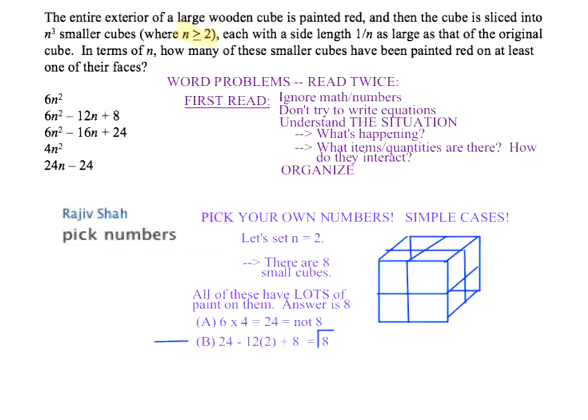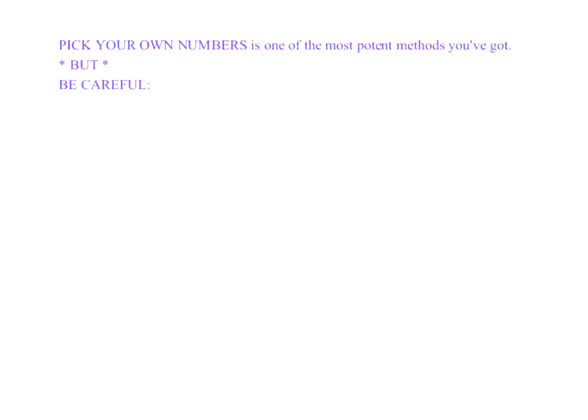Okay, so most people are saying no, we are not done, but there are still people who are saying yes. So yeah, there could be more than one 8, right? Let's make sure we talk about why this is the case. This is really important. Picking your own numbers is one of the most powerful methods that you've got, for bypassing difficult or annoying algebra. It's one of the most potent methods you've got. But you have to be careful.